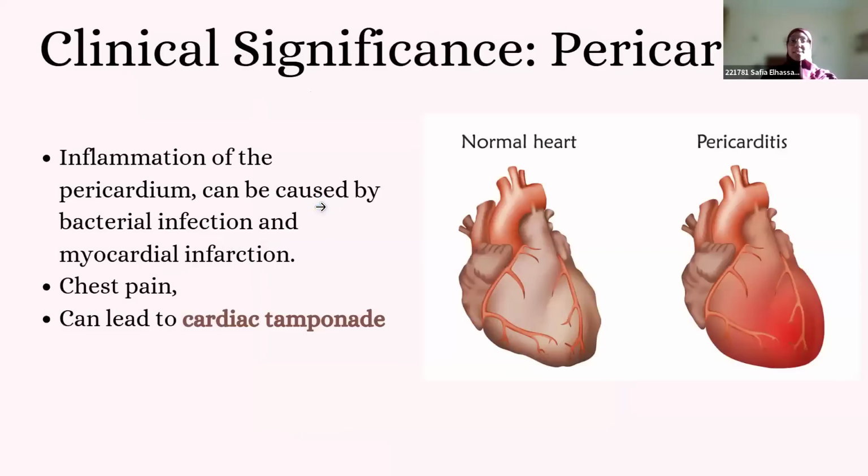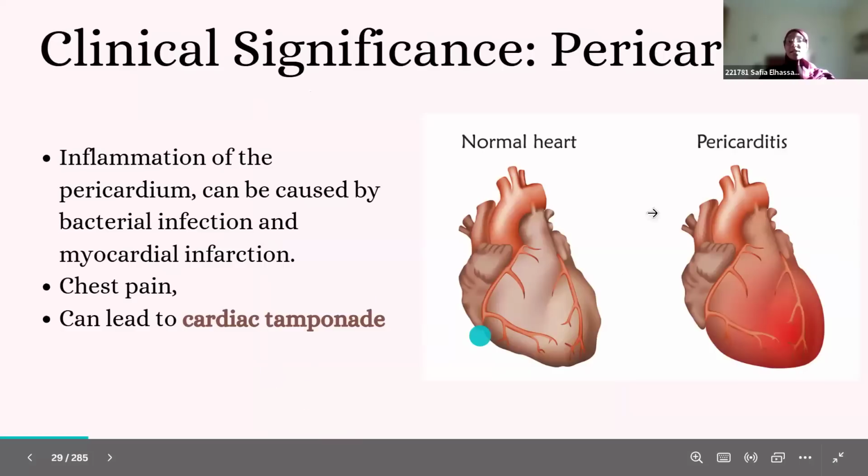Okay, so moving on to pericarditis. Anytime you see the word itis in medicine, it just means inflammation. So pericarditis is inflammation of the pericardium. And there's a lot of things that can cause pericarditis, for example, bacterial infection, viral infection, or even a heart attack. And the patient would present with sudden onset chest pain. And a condition that this could lead to is cardiac tamponade.